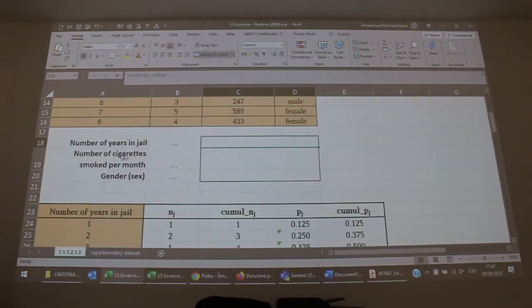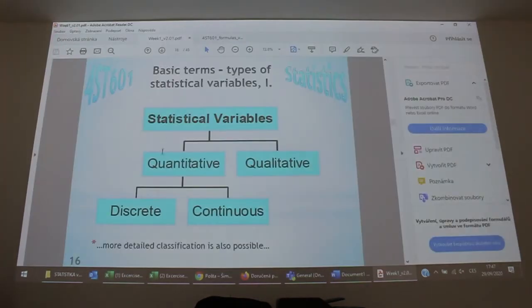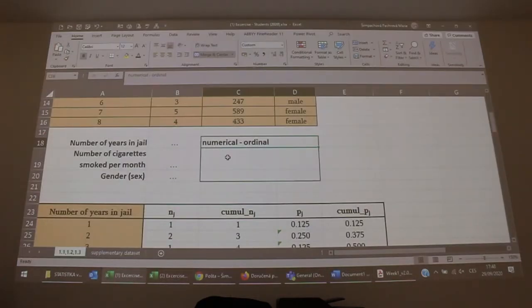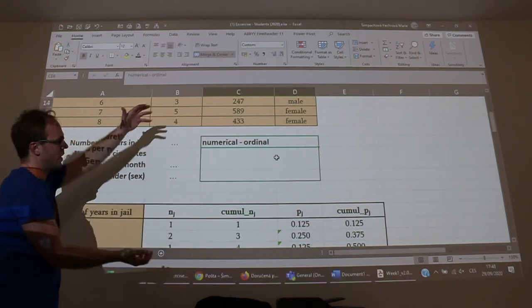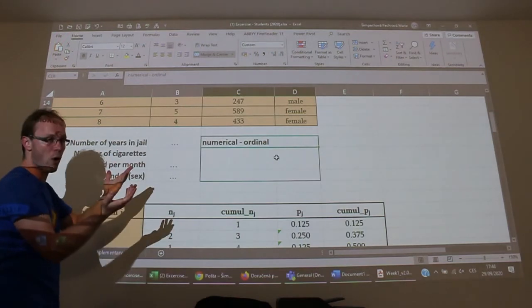I forgot one thing. There we have written the classification of used variables. I will use this color. We can also say that this is a numerical variable. Mr. Hellman used here quantitative, and there is written more detailed classification is also possible, as this quantitative variable can be also called numerical because this number of years is a number. And what does ordinal mean? Ordinal means that you can create the order, for example, in ascending or descending form.